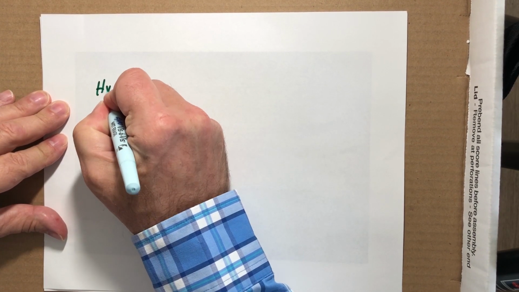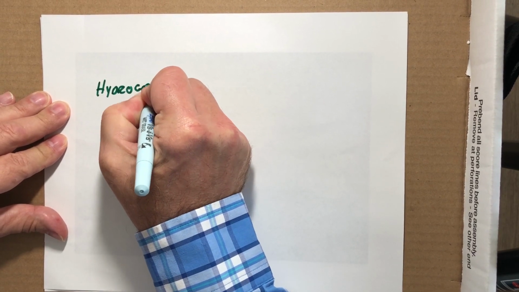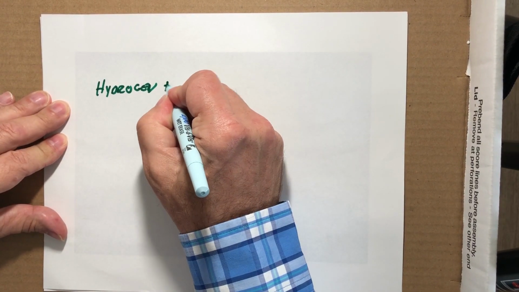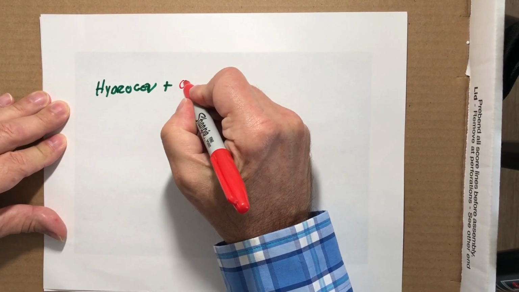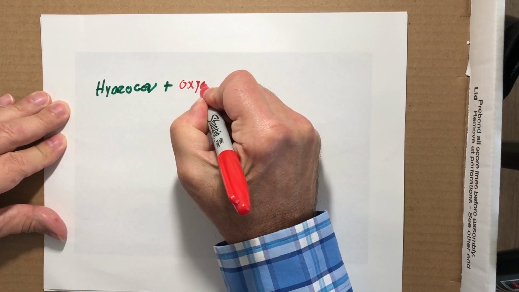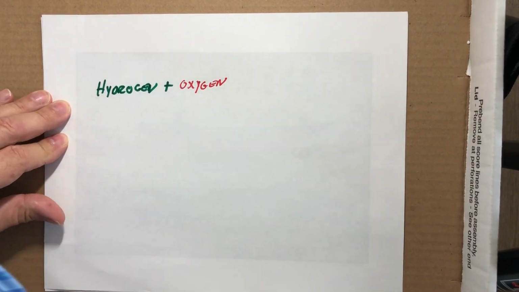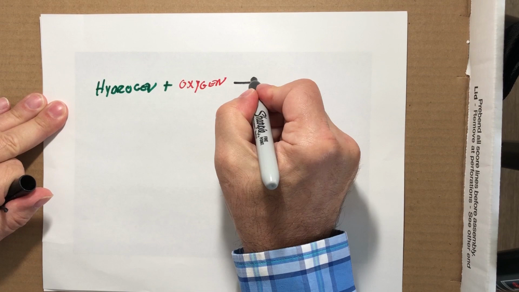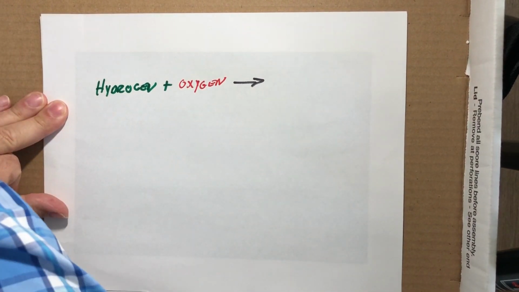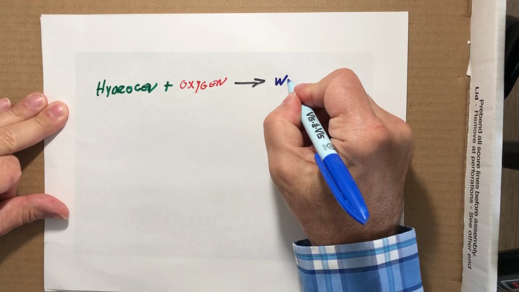This week we're going to continue and take a look at the reaction we did last week. Last week we combusted hydrogen with oxygen and made water, and that is a chemical reaction. We took hydrogen and added some oxygen, and what we ended up with after the reaction was indeed water.